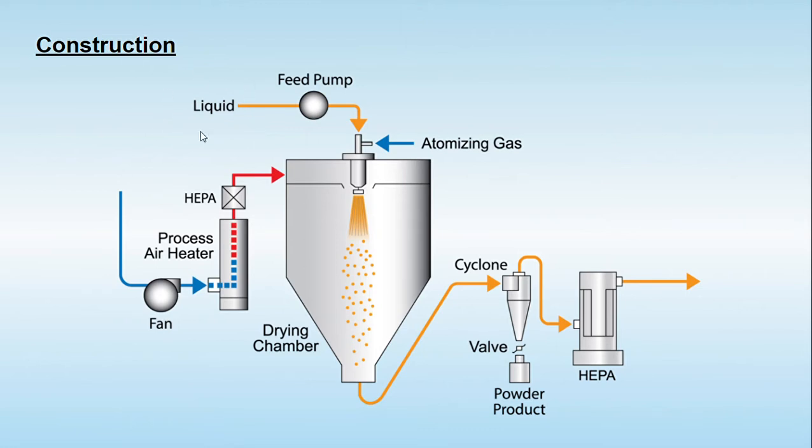Okay, so the first thing is the feed pump. The liquid, meaning the material which is going to be dried, either in solution or dilute suspension form, is carried by the feed pump into the atomizer. The role of the atomizer is to convert this solution or dilute suspension into finely divided droplets. But this is done simultaneously with the hot air. So here the fan is there, which will suction the air from the atmosphere.